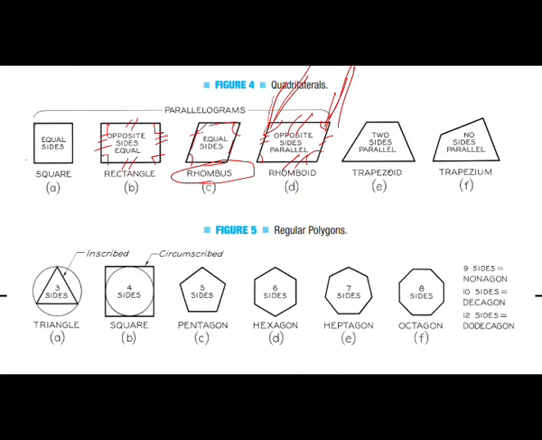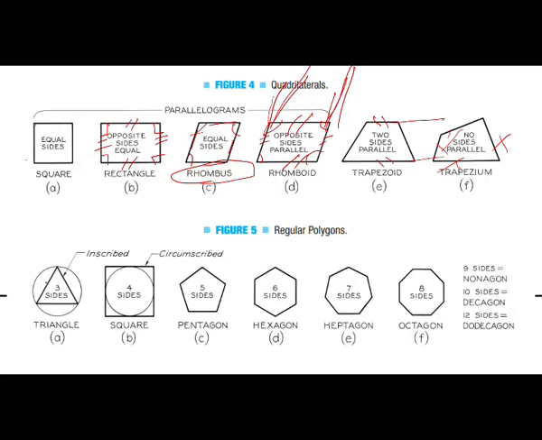A trapezoid has two sides parallel. Any two sides, see, these two sides are parallel. So this is called a trapezoid, but these two sides are not parallel, they will go and intersect somewhere. And a trapezium has no sides parallel. All sides are unequal and no sides are parallel, that is called a trapezium.